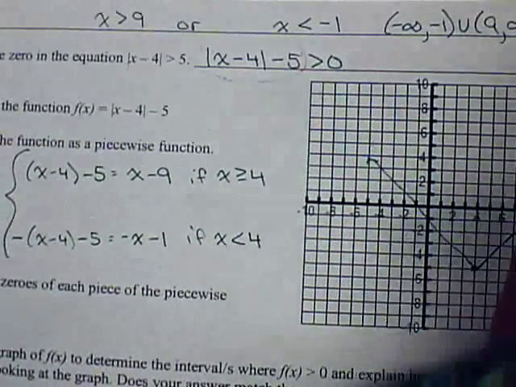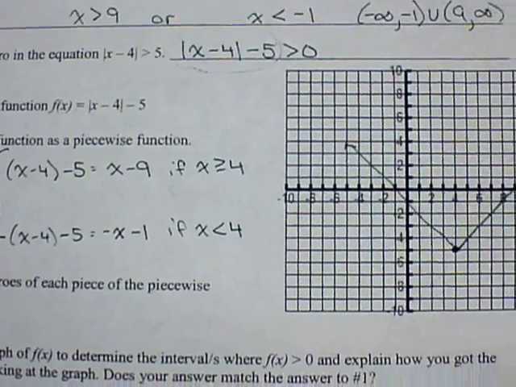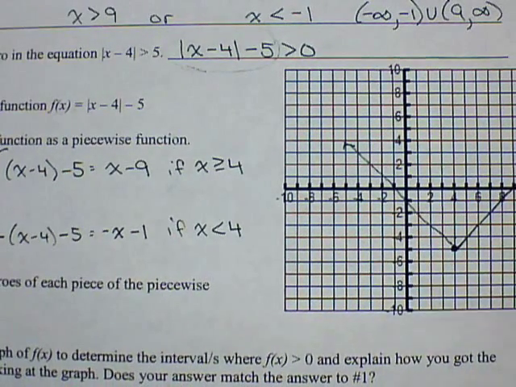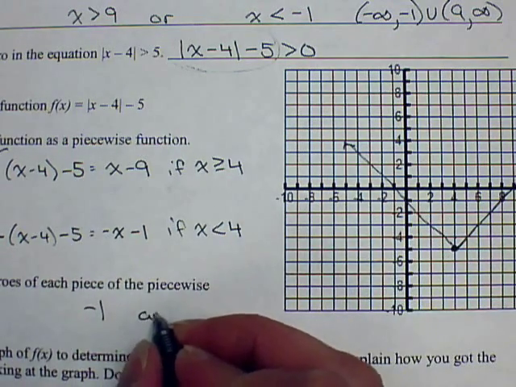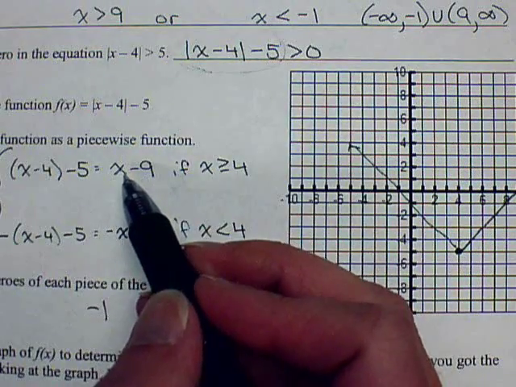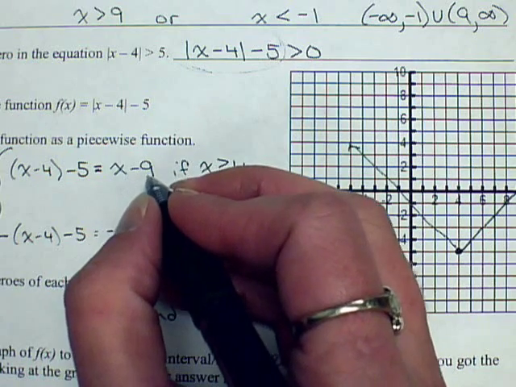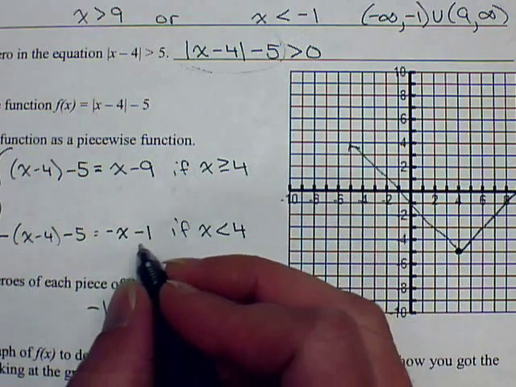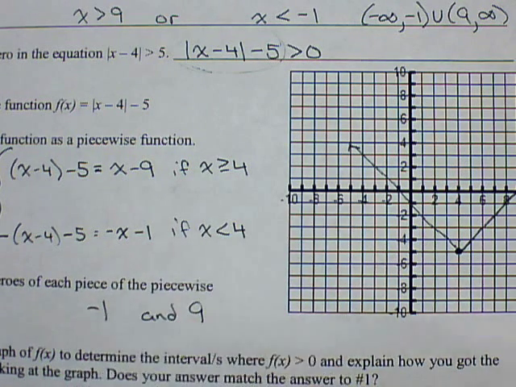Now, let's see. So that's writing it as a piecewise function. What are the zeros for this function? If we look and see what the zeros, the x-intercepts are, I have this one's at negative 1 and 9. Hey, I could have actually seen that from the equation. What makes x minus 9 equal 0? 9. What makes negative x minus 1 equal 0? Negative 1. Ooh, that's nifty.